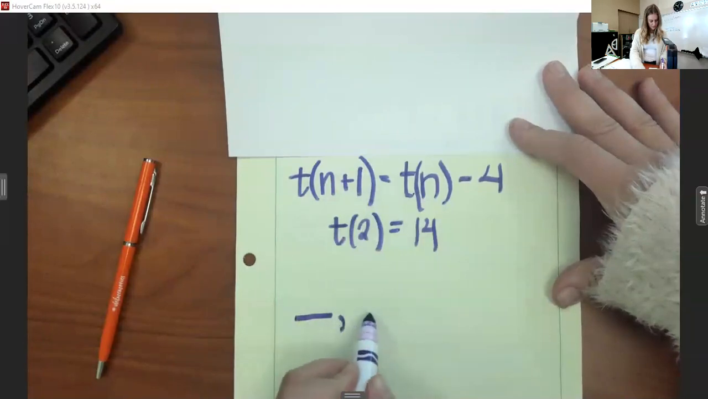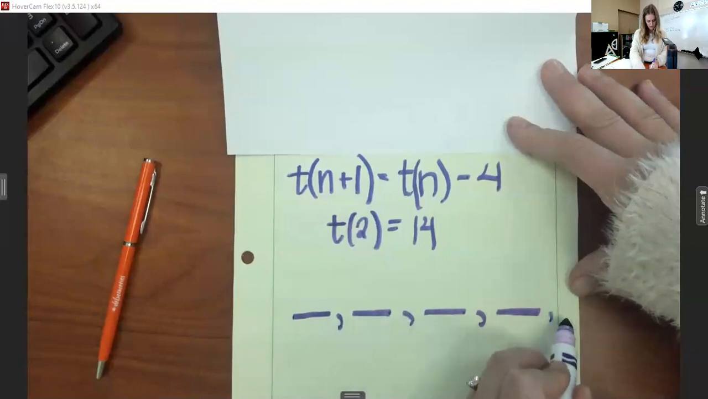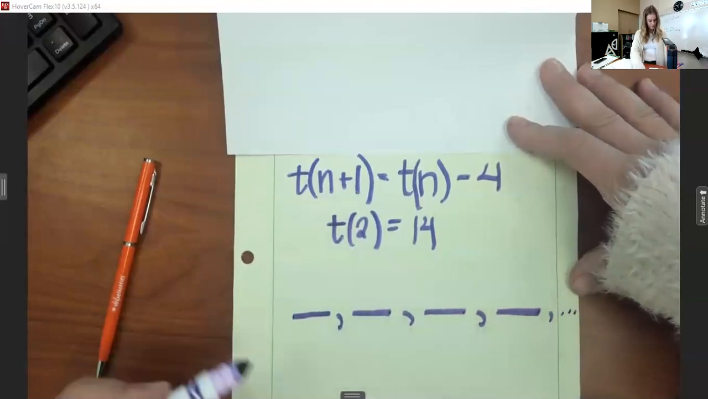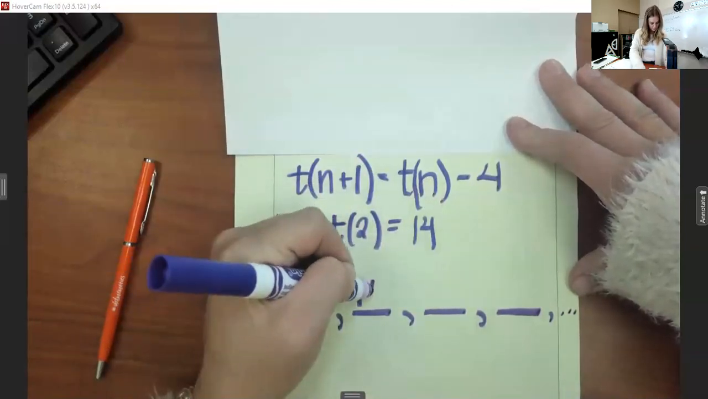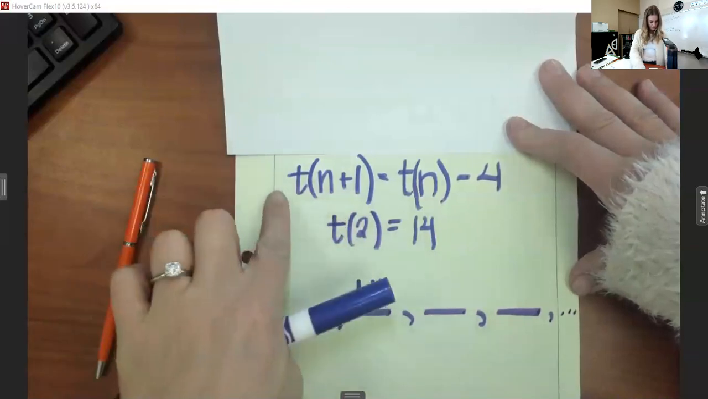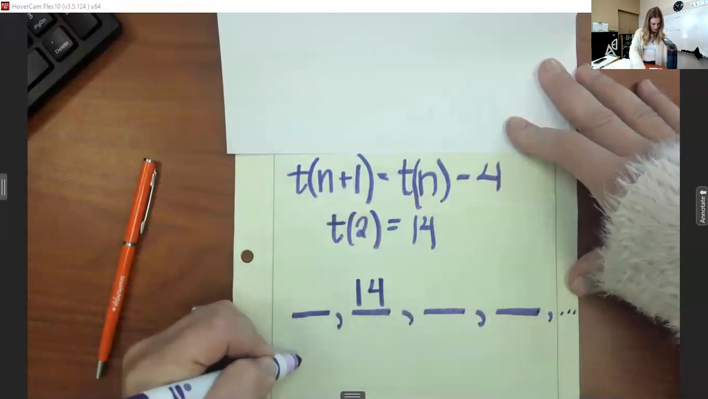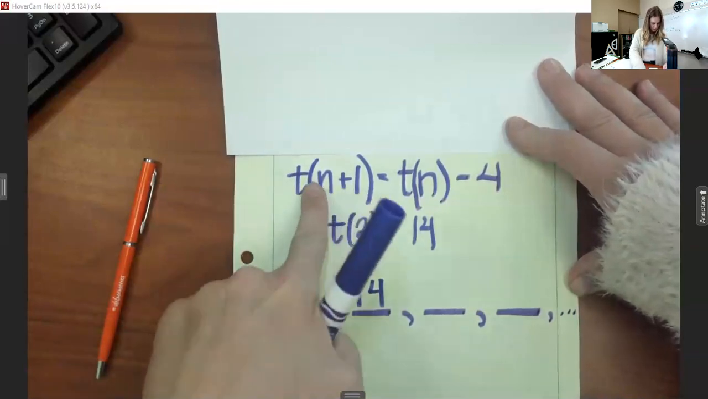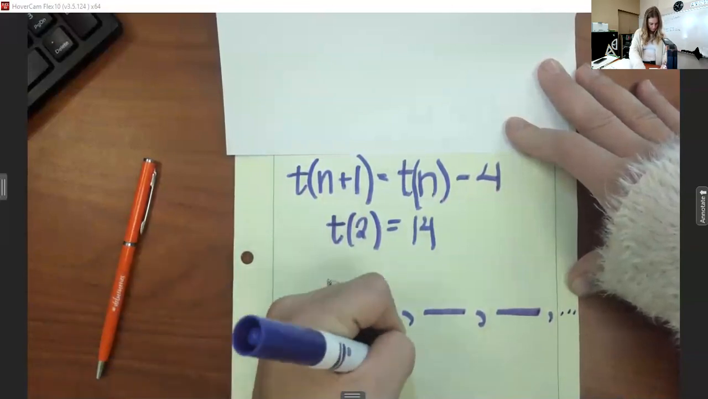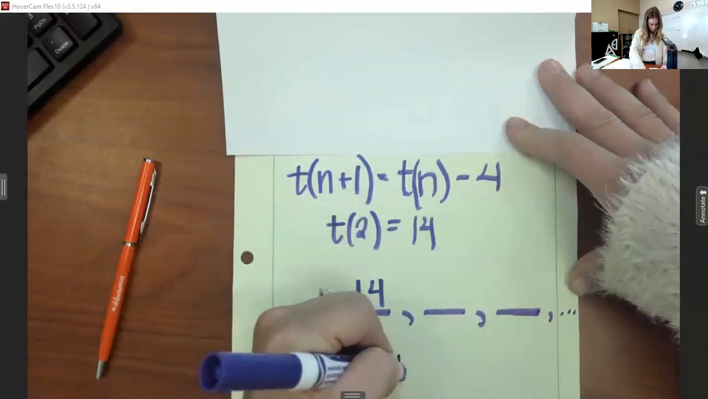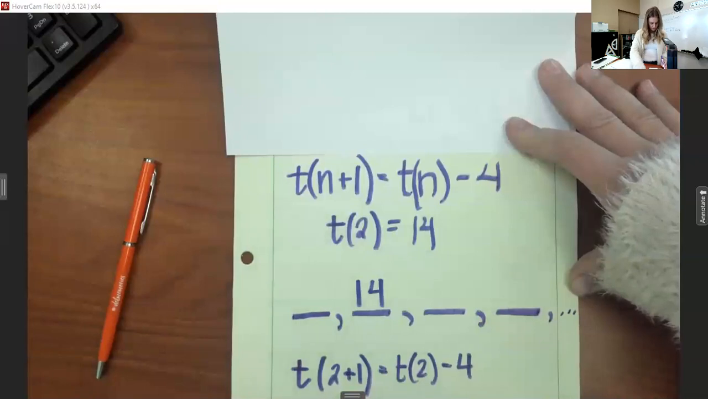So I'm just gonna kind of make some spaces. I want to know the first 4 terms in the sequence, and I'm going to fill in what I know. I know that the second term is equal to 14. Okay, but now I'm going to use this to find my other terms in the sequence. Okay, so if I know my second term, so I know n is equal to 2, okay, so we're going to keep working down.